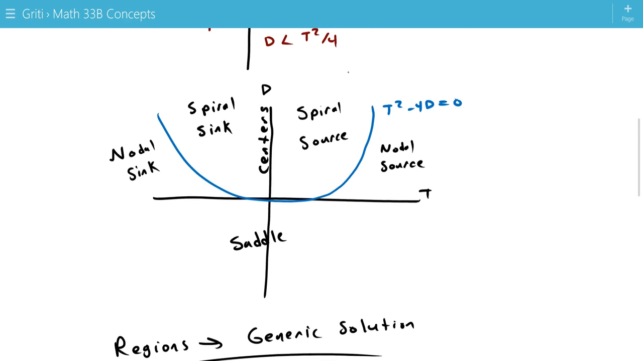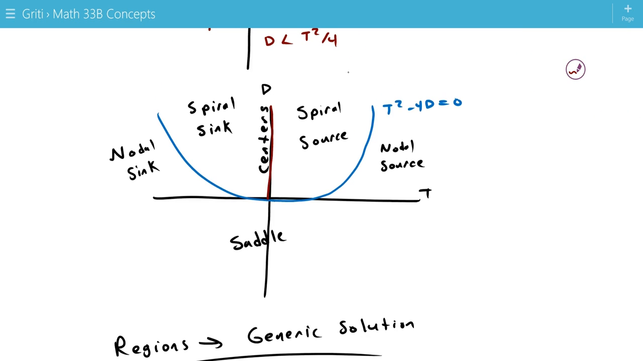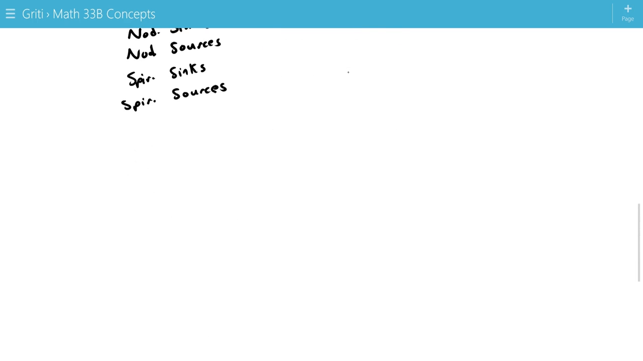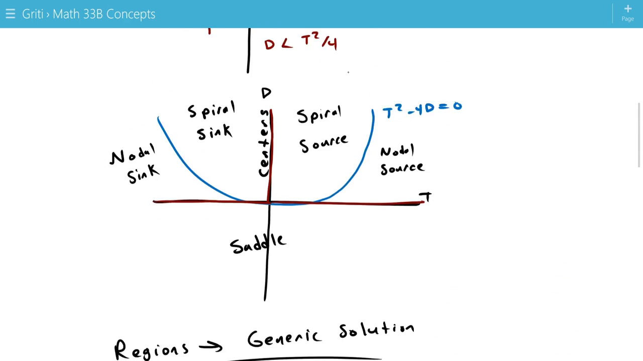And everything that lies along boundaries, for example, along this parabola or along these axes that border each region, these borders correspond to what they call non-generic solutions. And that's just some terminology. That's pretty much all you need to know for the trace determinant plane.